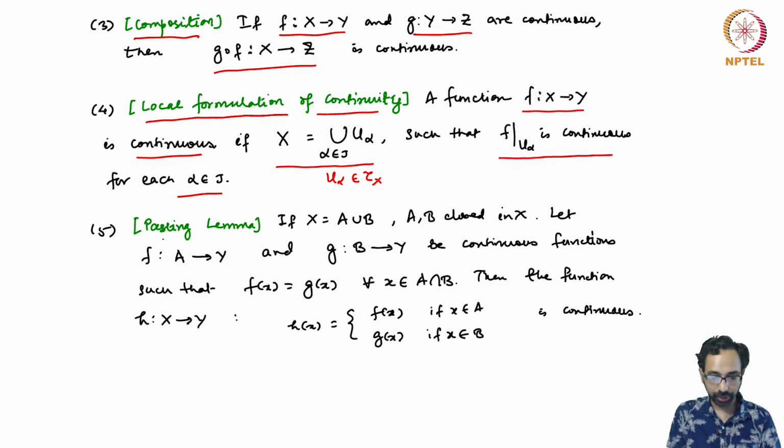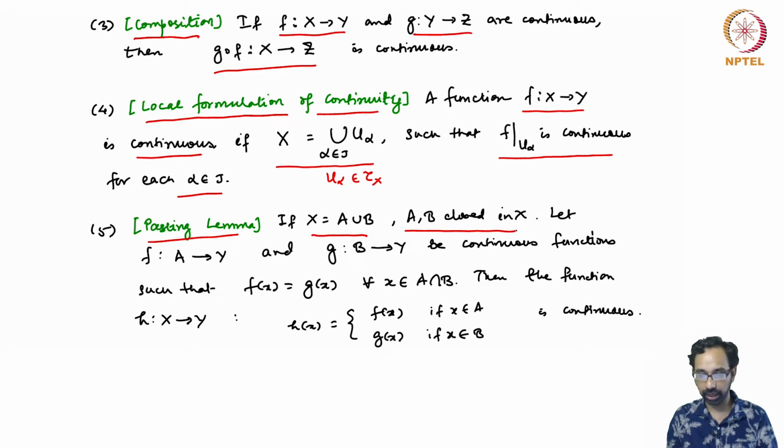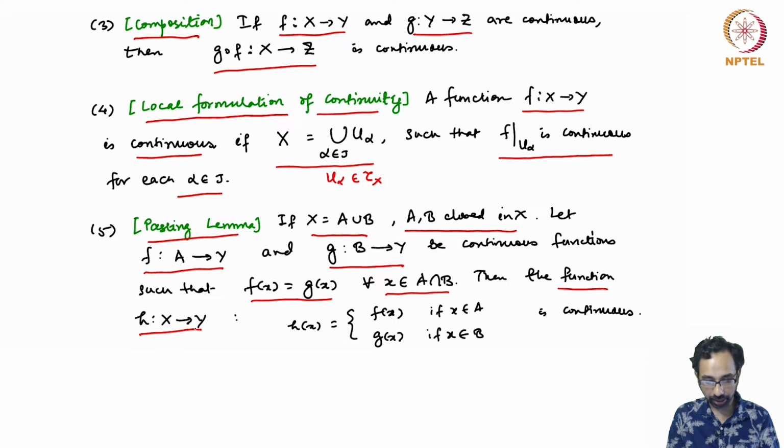And finally we have the pasting lemma, which says that if X can be written as the union of two closed subsets A and B, so X is equal to A union B, where A and B are closed in X, and now if we consider continuous functions f from A to Y and g from B to Y, such that they agree on the intersection A intersection B, so f(x) equals g(x) for all x in this intersection, then the function h from X to Y, which is kind of pasting together both f and g.